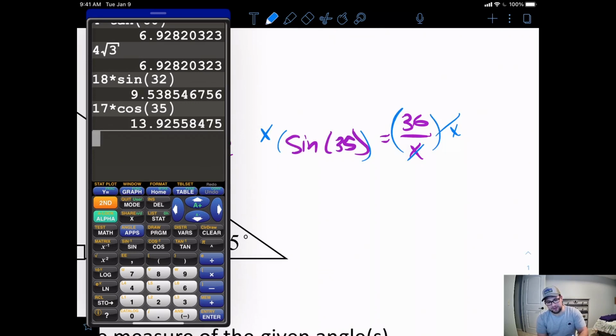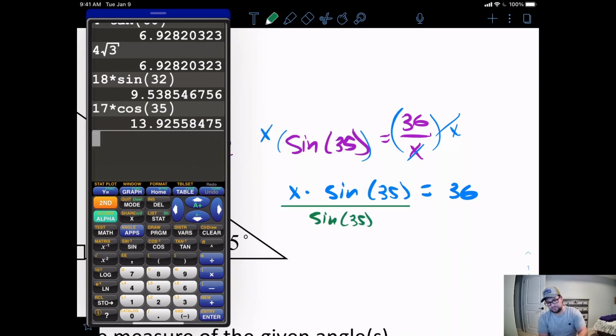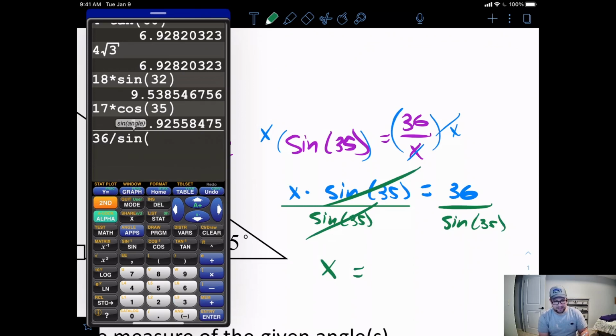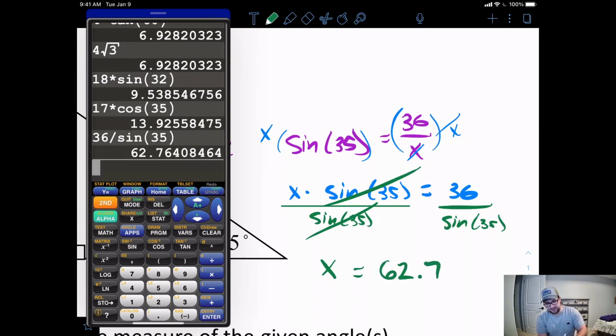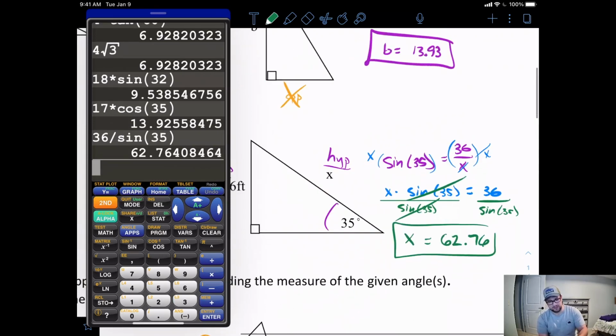Now, in order to solve this, you want to start by just multiplying both sides by x. That's going to get these two to cancel, so I'm going to have x times the sine of 35 degrees is equal to 36. Now x is not alone, so we're going to have to do more work, so we're going to divide off the sine of 35. Those two cancel off, and I'm left with x equals 36 divided by the sine of 35, which gives us an answer of 62.76 as our final answer.